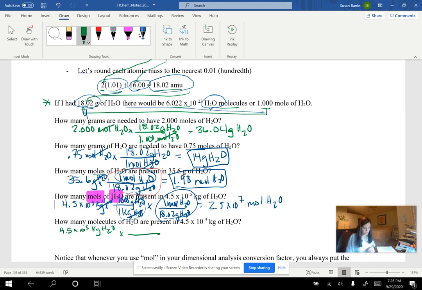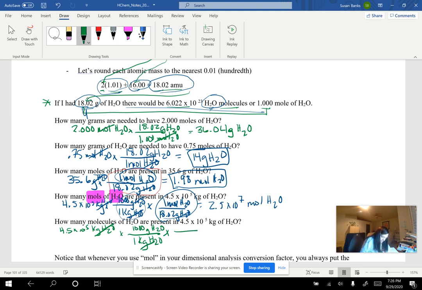The first thing I need to do is get my kilograms to grams. So 1 kilogram, because I want my kilograms to cancel, of water will give me 1,000 grams of water. Okay, so my kilograms of water cancel out. Now I'm into grams, but I don't want grams, I want molecules. So I have to get my molar mass of water to get into moles. And then for moles, I can get into molecules.